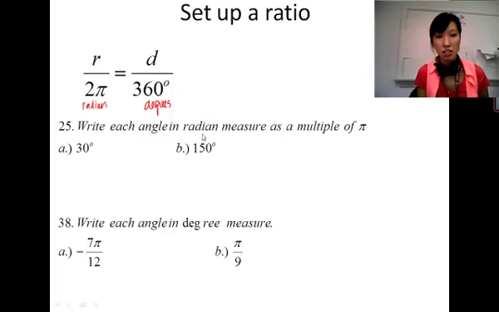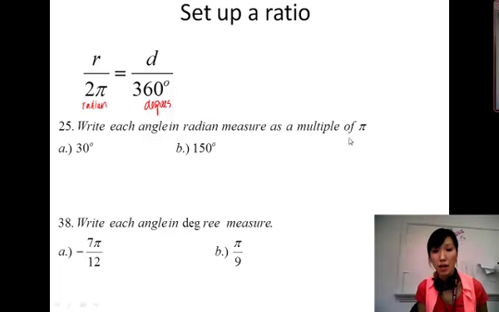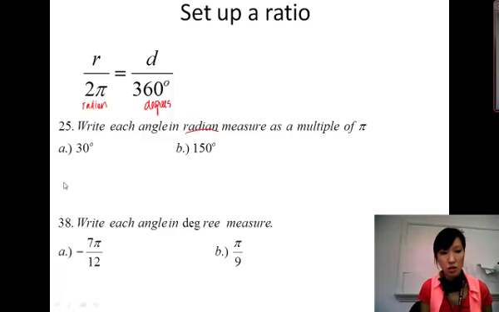So write each angle in a radian measure as a multiple of pi. Not the most clear instructions, but what they're saying is we're going to just write this angle of degrees in radian measurement and you're going to keep the pi in there. So let's go ahead and try this. We're going to fill in what we know. We have a certain amount of degrees out of 360, and then we want to figure out relative to 2 pi, what would that be?